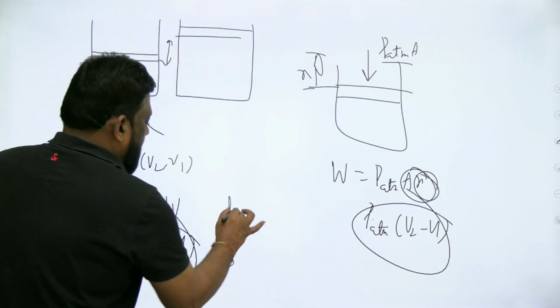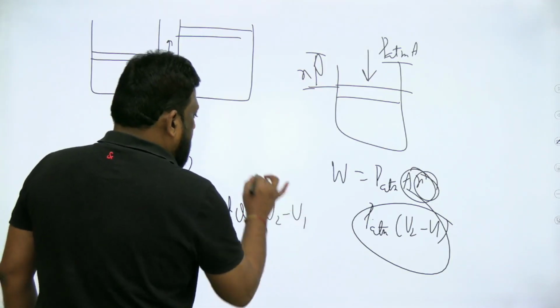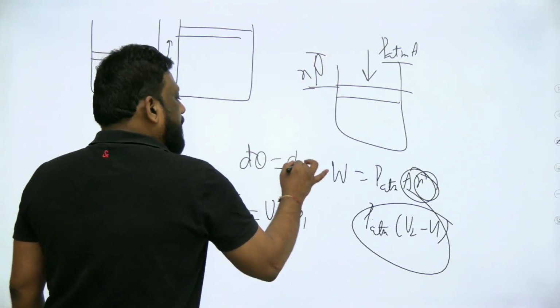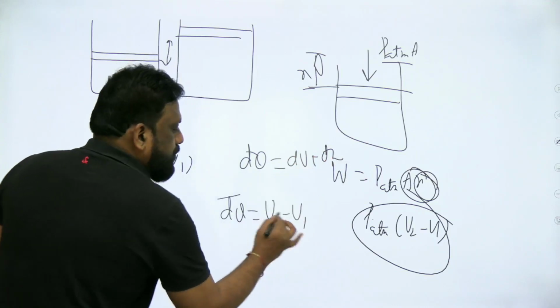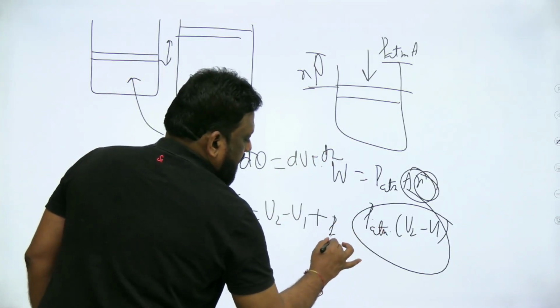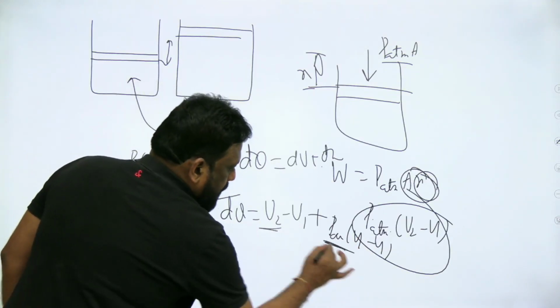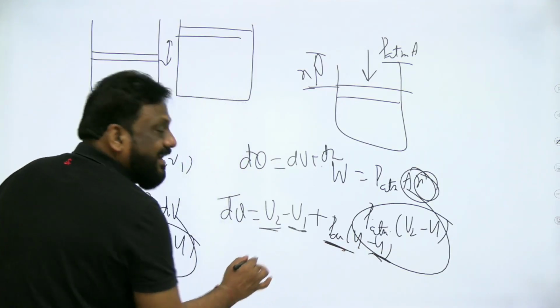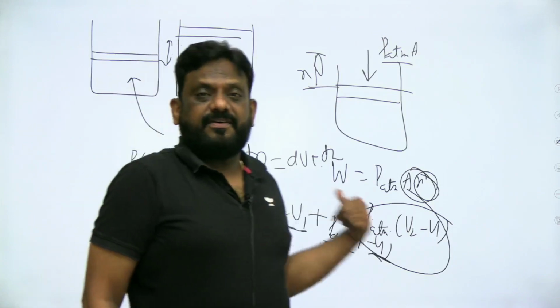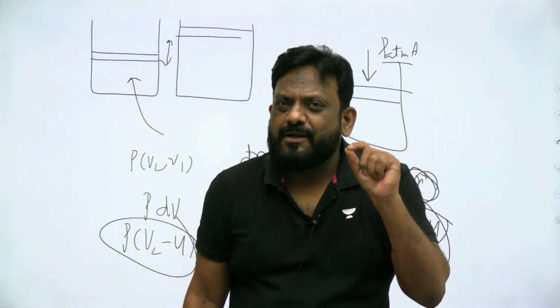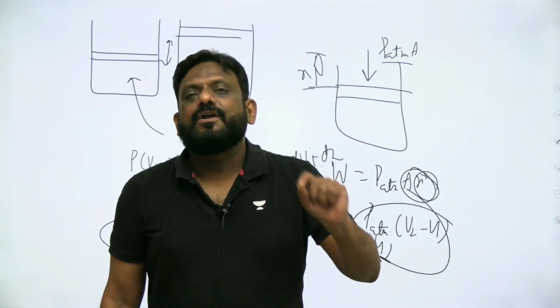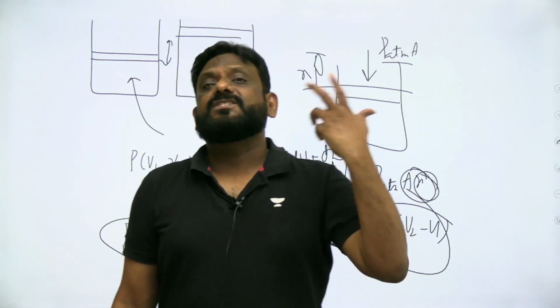So heat transfer is given by dU plus d'W. dU is U2 minus U1 and the work is P_atm into V2 minus V1. So therefore you have U2 plus P2 V2, U1 plus P1 V1. Again it is change in enthalpy. It is a closed irreversible system. So the beautiful conclusion here is, H is equal to U plus PV is a generalized equation.